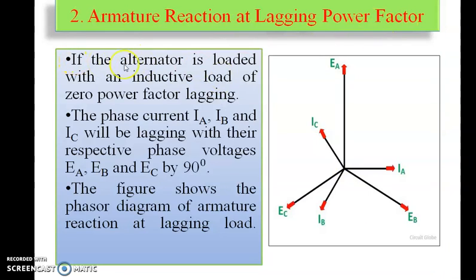Now if the alternator is loaded with an inductive load of zero power factor lagging, the phase currents IA, IB and IC will be lagging their respective phase voltages EA, EB and EC by 90 degrees. As we know, if the power factor is lagging, then the current always lags by 90 degrees. That means EA and IA have 90 degree displacement, EB and IB have 90 degree displacement, and EC and IC have 90 degree displacement. All these currents are lagging with respect to the voltage. The figure shows the phasor diagram of armature reaction at lagging load.